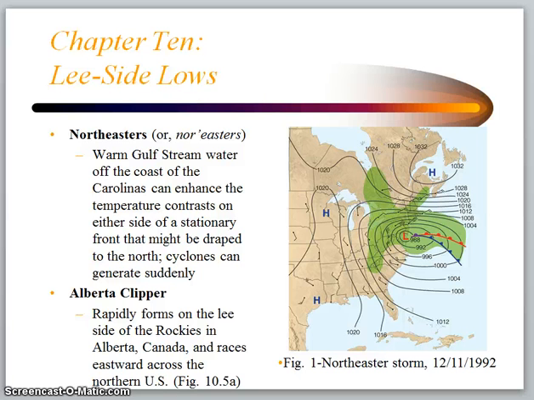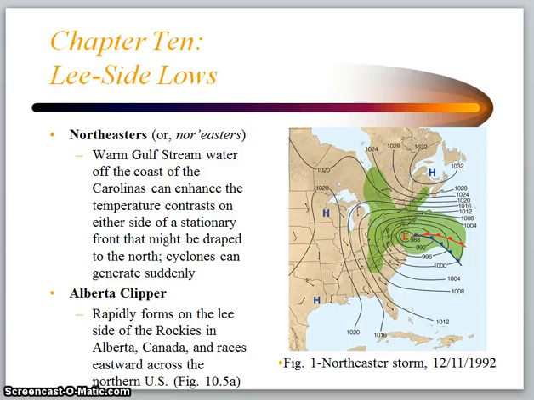You have cool, but not bitterly cold, maritime polar air coming in from the Atlantic from east to west. And then, from north to south, behind it all, you have continental polar air coming in. So you have a mishmash of three air masses, which can make for a very nasty storm. This is a weather map of a nor'easter storm on the 11th of December in 1992.